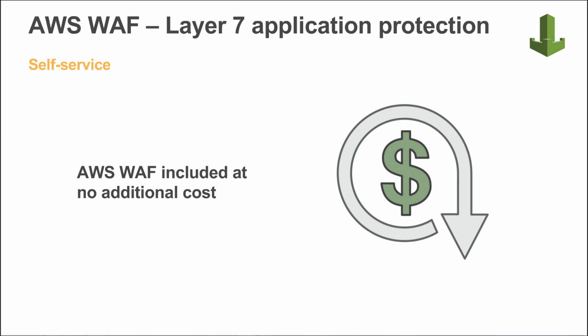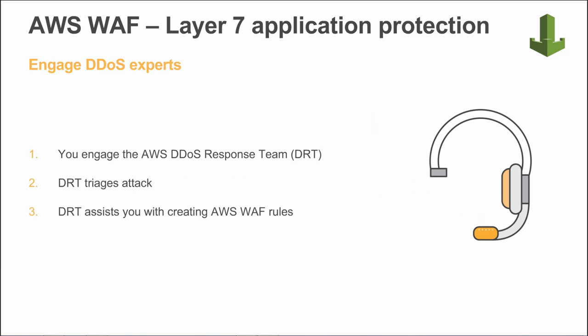Of course you can write your own rules, but often you might not know what rules to write in the crunch of the situation. So in those cases, you can engage the DDoS response team or the DDoS experts. The DDoS experts will help triage the DDoS attack and analyze it, find the root cause, and assist you in creating an AWS WAF rule that would mitigate the attack.